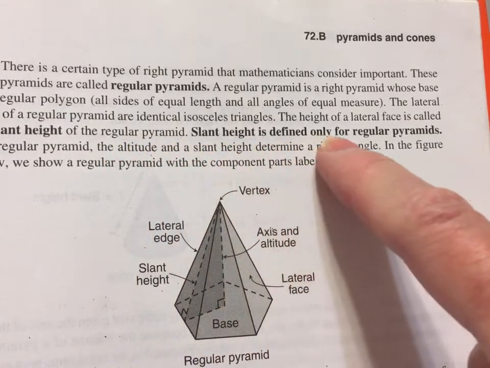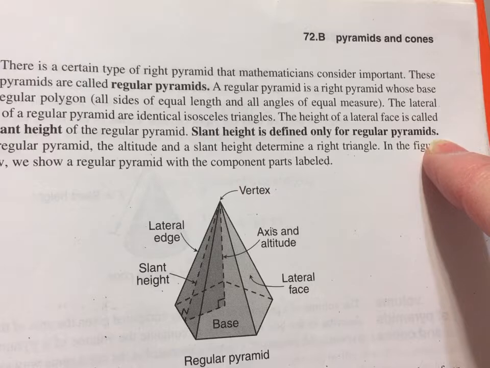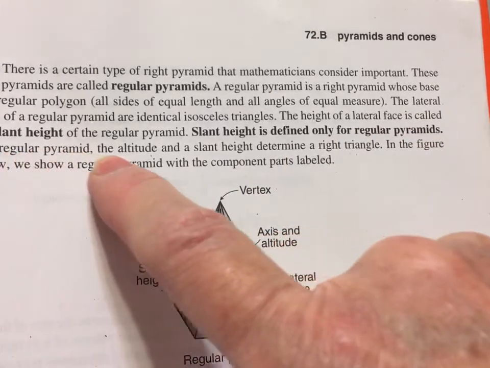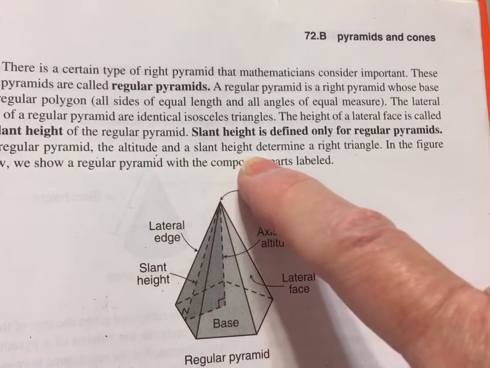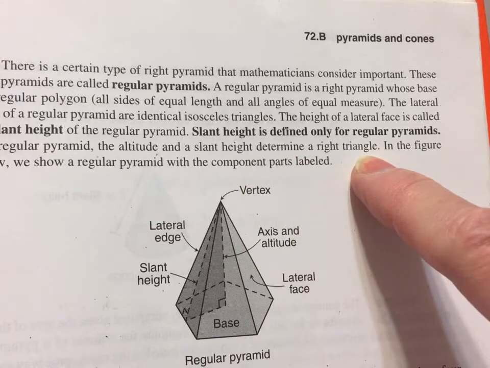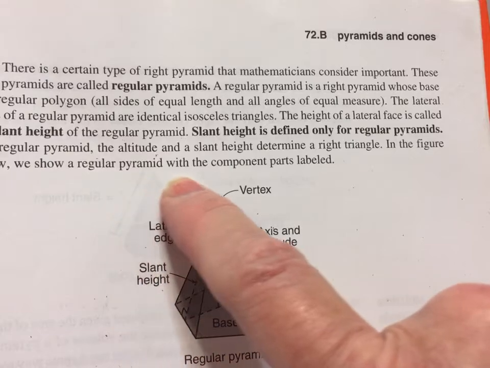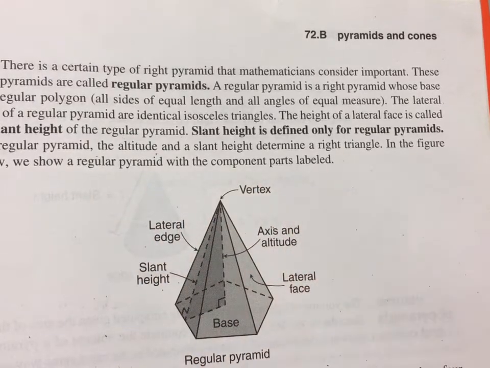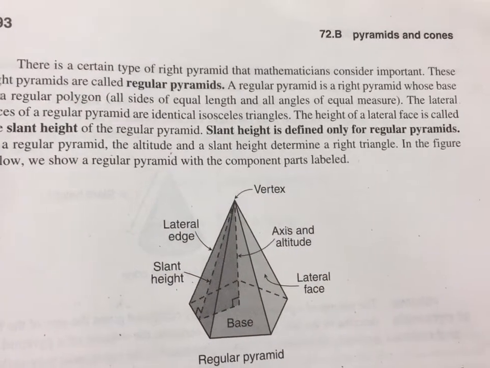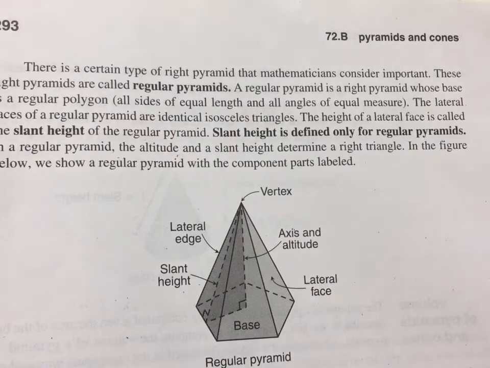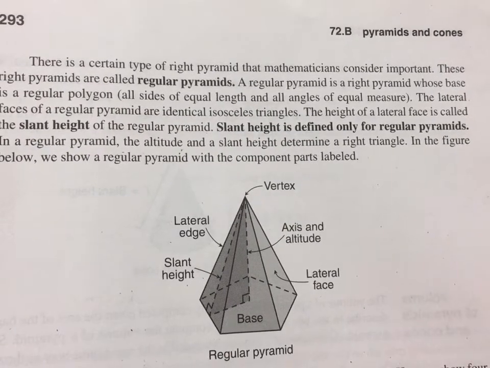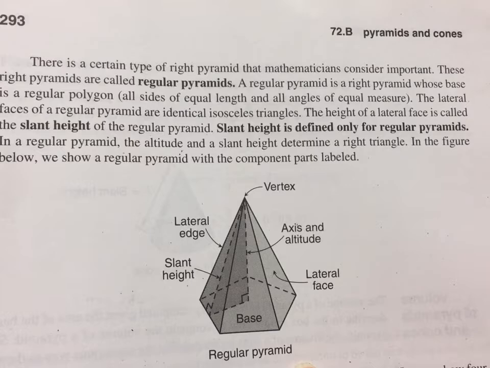Slant height is defined only for regular pyramids. In a regular pyramid, the altitude and a slant height determine a right triangle. In the figure below, we show a regular pyramid with the component parts labeled. So this is the really important one that we're going to do a lot of study on, this regular pyramid. So let's look at it.